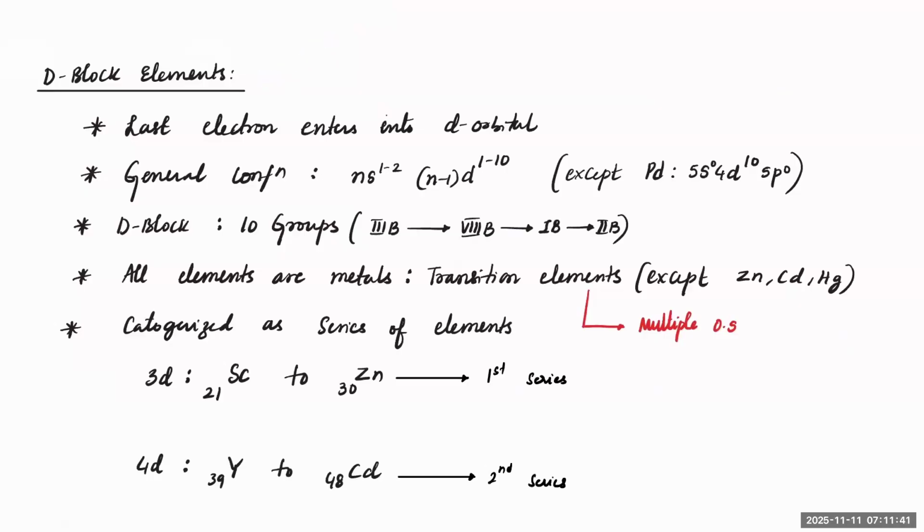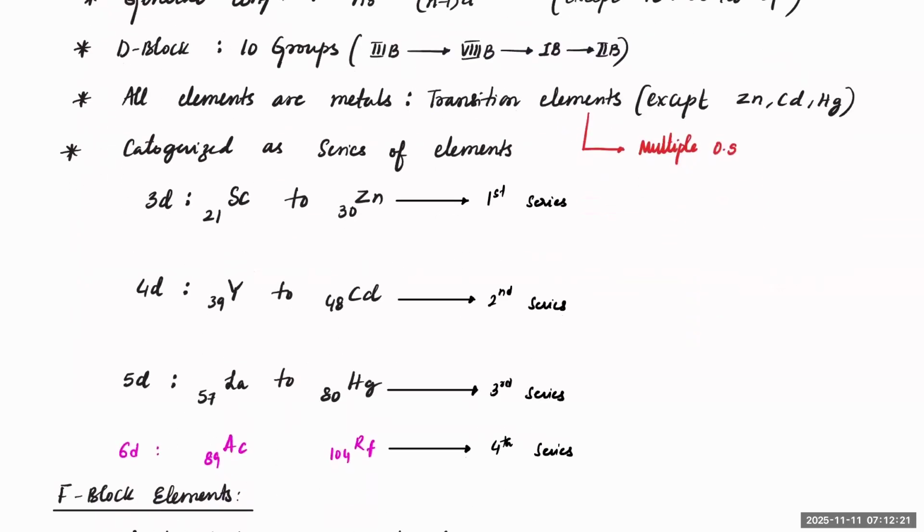D block elements, the last electron enters into the d orbital here. You see the general configuration is ns1 to 2, (n minus 1)d1 to 10. In the D block, we have 10 groups. Third B, next we have eighth B, then we have 1B to 2B. These are the elements which we have. Here all the elements are metals. Except zinc, cadmium, mercury, these are non-transitional. Rest all are transitional elements. Transition means they must have a different valency. Next.